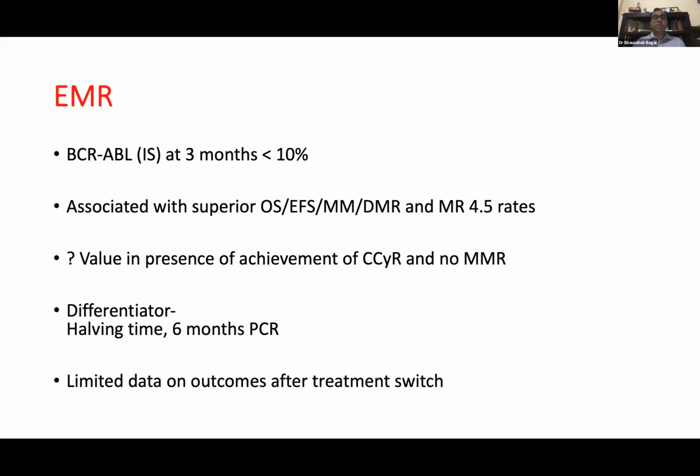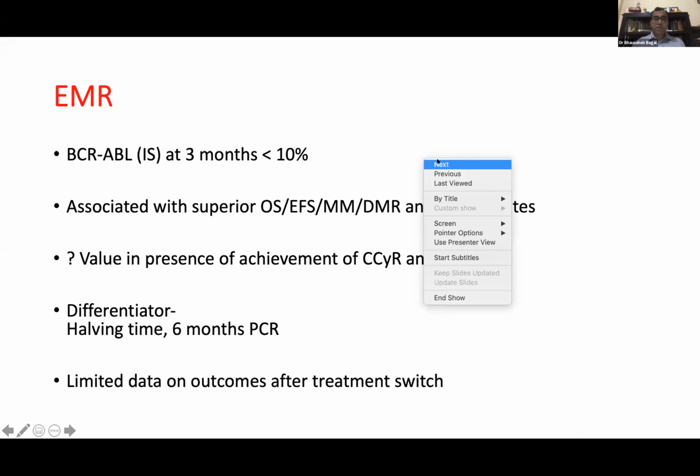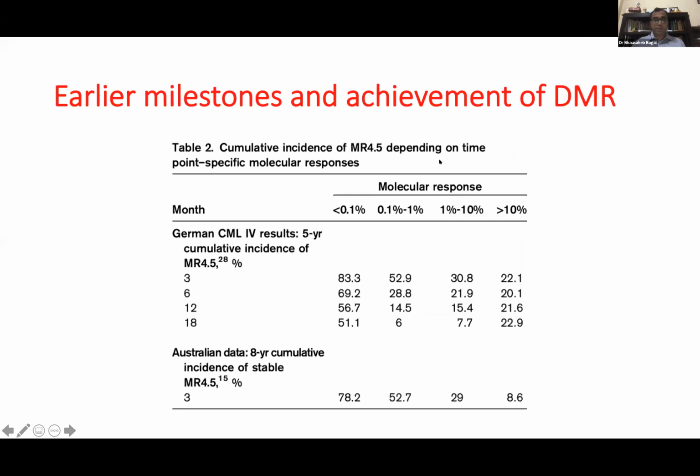So like someone has achieved CCyR, what is his additional value? Or someone has achieved MMR, we don't know what his additional value is. There are some issues also. This is a one-time value, so this is not really reliable. We don't know what is the starting point of that individual patient, and for that a halving time can be very useful. And a subsequent PCR would also be useful for this patient. And first thing is there is limited data to act on this as of now in clinical practice.